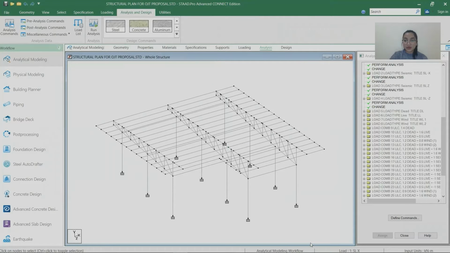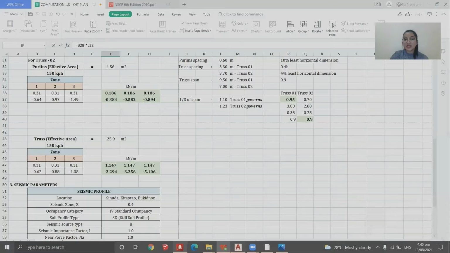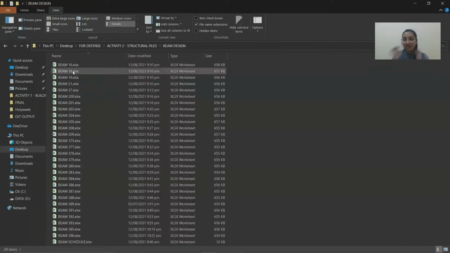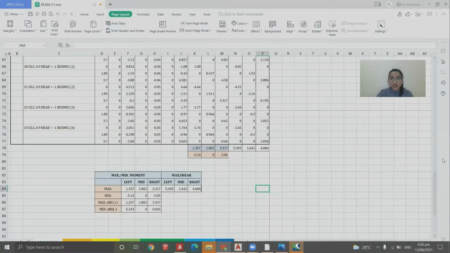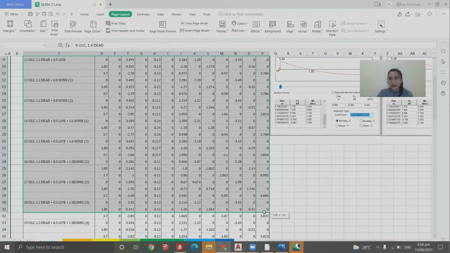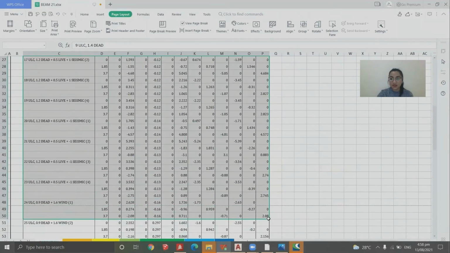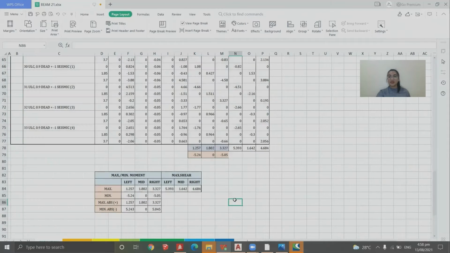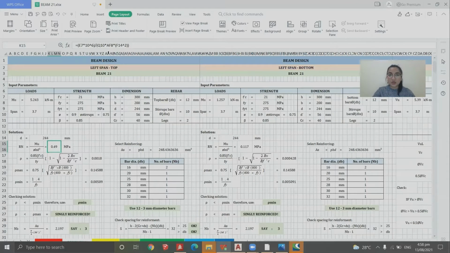So now that we already have available data since tapos na sa STAAD, let's proceed na sa beam design calculations. So first, gitabulate nako tanan na values from STAAD. Then, i-identify po ang maximum and minimum moment values para magamit siya sa beam design calculation. So now let's proceed here.